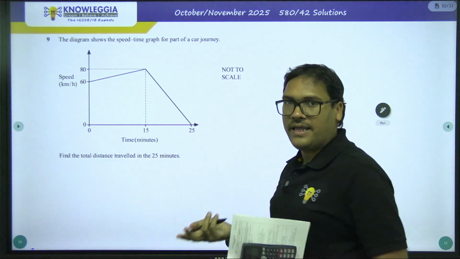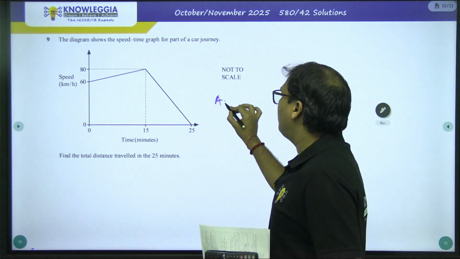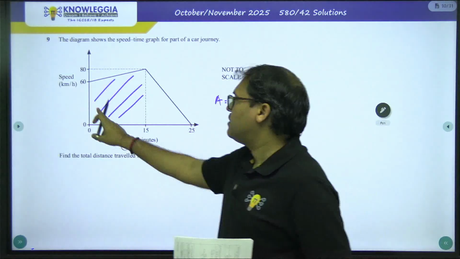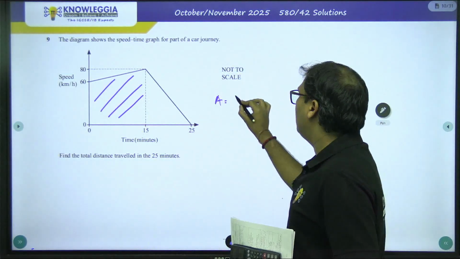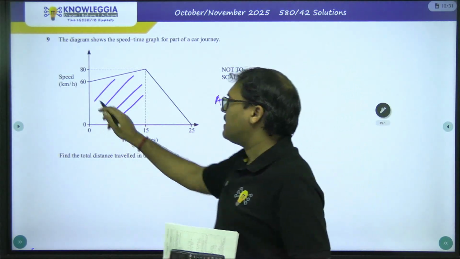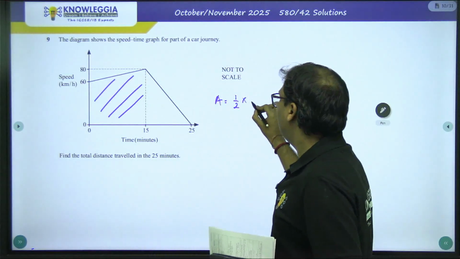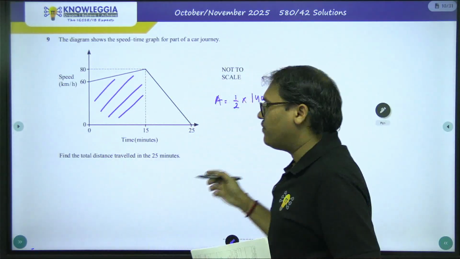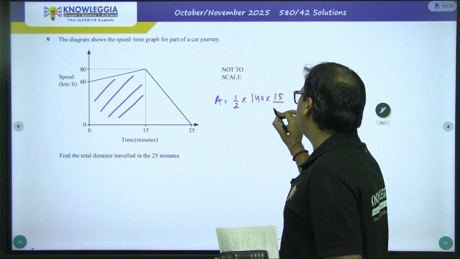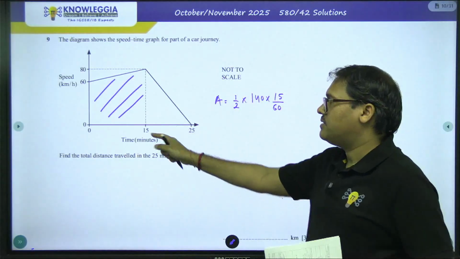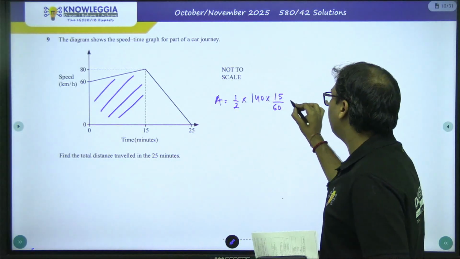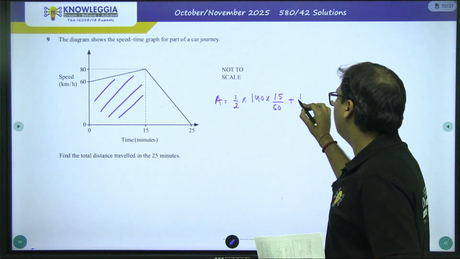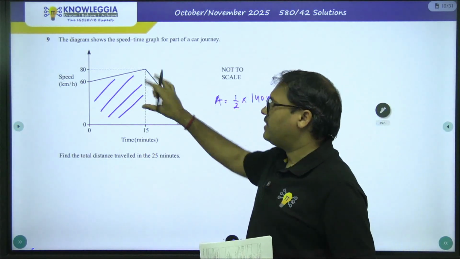Now for the speed time graph, what is the distance traveled? The area. So what is the area of this? We will find the area of this, which is the trapezium. You can see this is parallel to this. So what is the sum of parallel sides? This is 60 and this is 80. This is 140, and distance between the parallel sides is what? 15. But we will write this as 15 upon 60 because we have to write the answer in kilometers. Plus, what is the area of this triangle? Half base into height. So what is the height of this? This is 80.